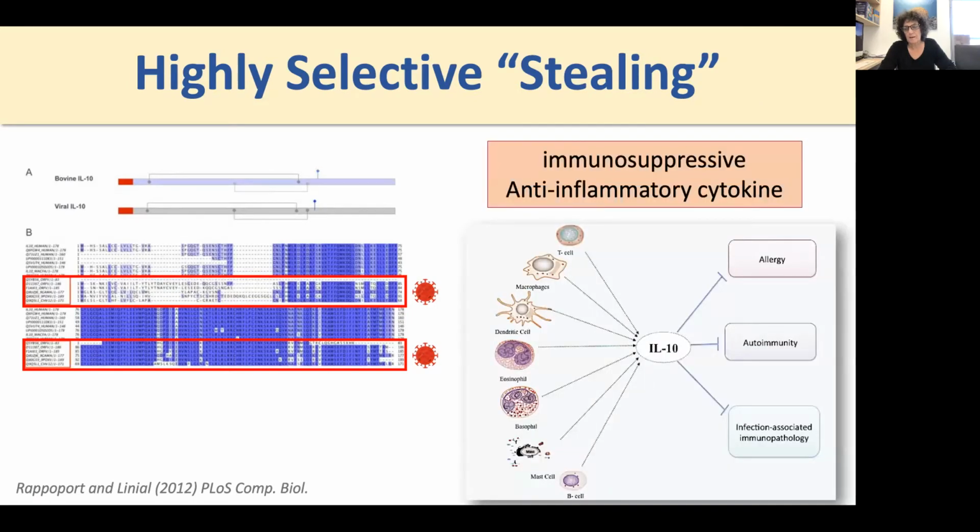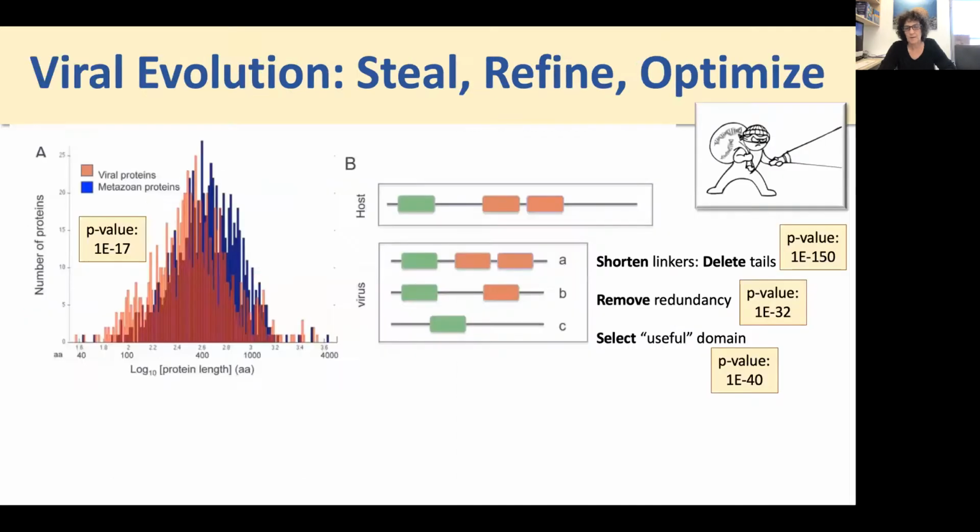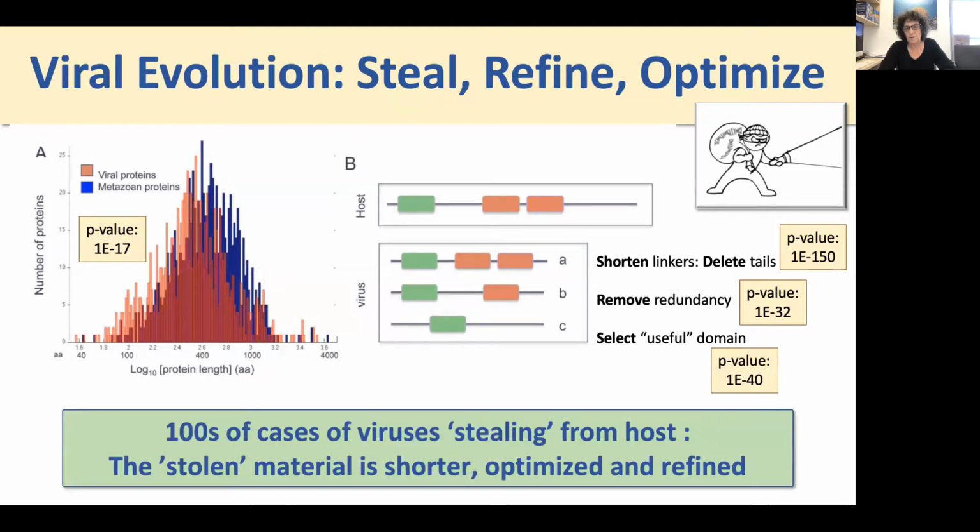Here is a beautiful example of stealing of IL-10. IL-10 is a very important protein, a cytokine, an anti-inflammatory that is doing a lot of good things to our body, and we can see in this multiple sequence alignment the effectiveness of this stealing. And actually we were able to show that this stealing is really refined, because once this material is stolen, it becomes better. So hundreds of cases of viruses stealing from the host.